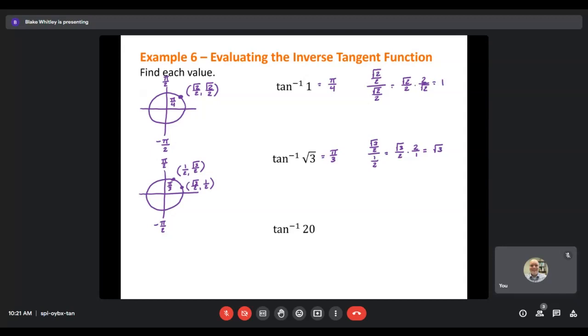And then finally, inverse tangent of 20. This is not a value from the unit circle, but inverse tangent, remember, has a domain of all real numbers, so we can calculate this. We just have to use our calculator for it. So we're going to do inverse tangent of 20 in our calculator. I'm going to round this to 4 decimal places. So we get 1.5208.